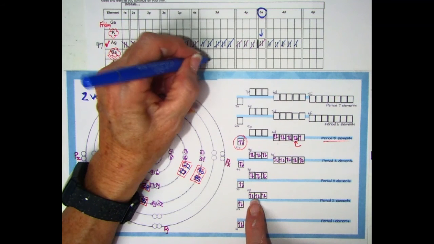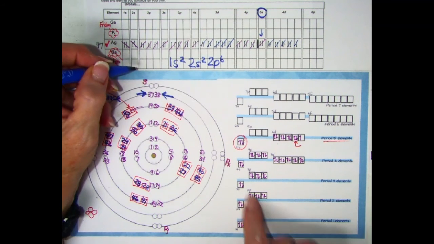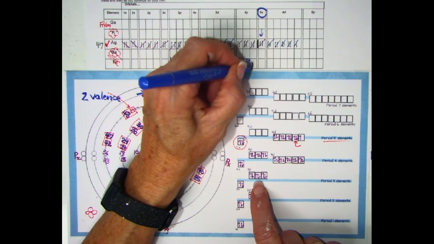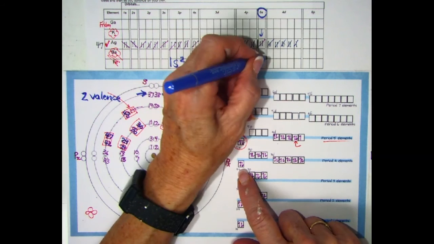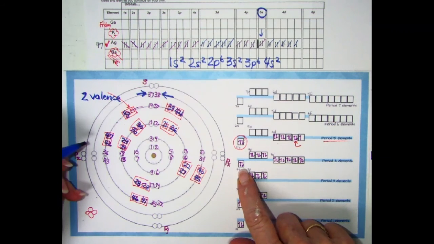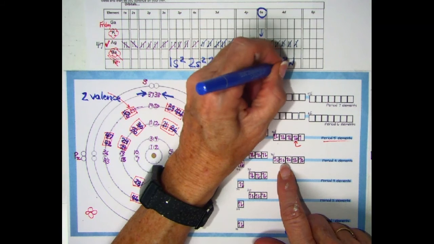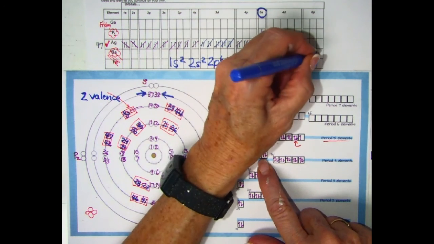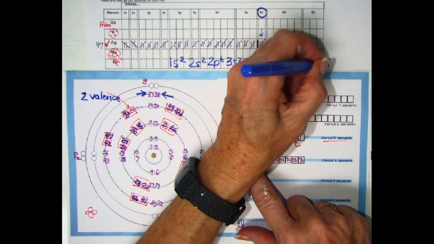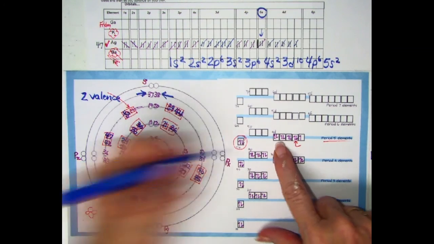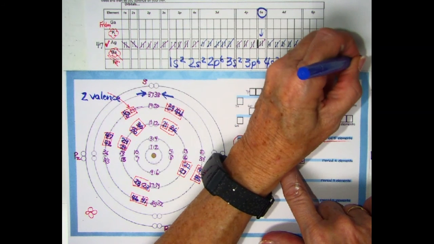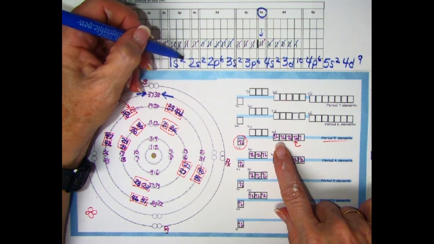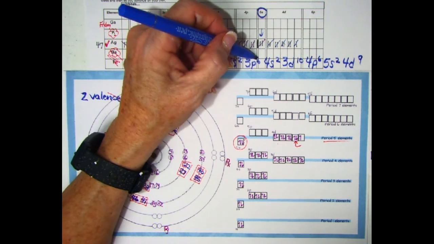We then come up to the 2p, and there's 6. 3s, there are 2. 3p, there are 6. 4s, there are 2. 3d, there are 10. 4p, there are 6. 5s, there are 2. 4d, there are 9.